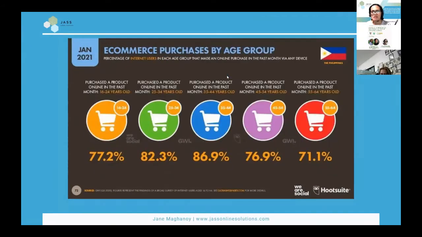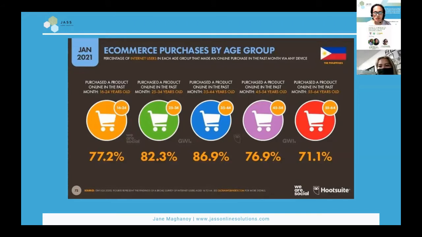Now, when it comes to e-commerce purchases by age group, again, ang category niya is the percentage of internet users in the age group that made an online purchase in the past month via any device. Again, we're talking about laptop, computer, or mobile. Yung between 16 to 24 years old, 77.2% nagpo-purchase ng product online, based on the survey as of January 2021. So 77.2%.